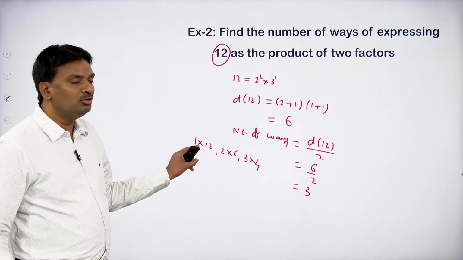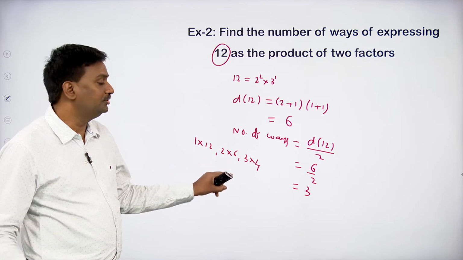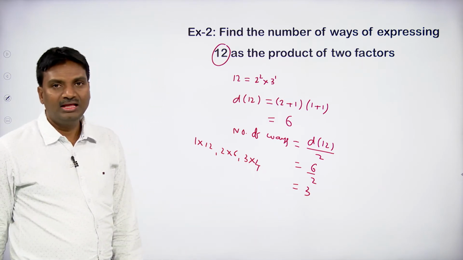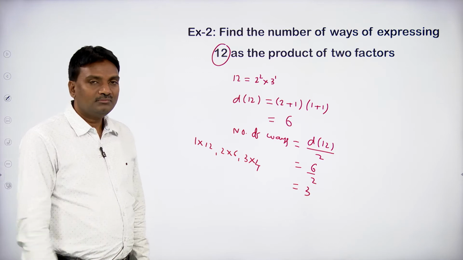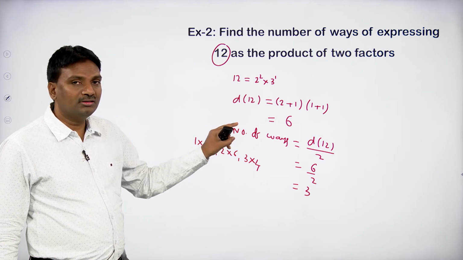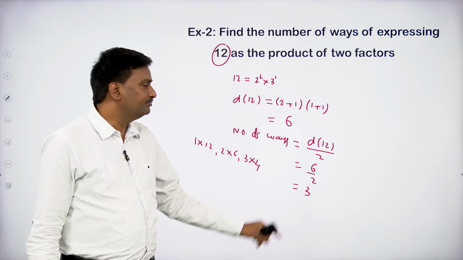If you write 1 into 12, don't write 12 into 1. If you take 2 into 6, don't take 6 into 2. If you take 3 into 4, don't take 4 into 3. 3 into 4 is nothing but 4 into 3. So that's why we can express the number 12 as the product of two factors like this, 1 into 12, 2 into 6 and 3 into 4, in 3 ways.